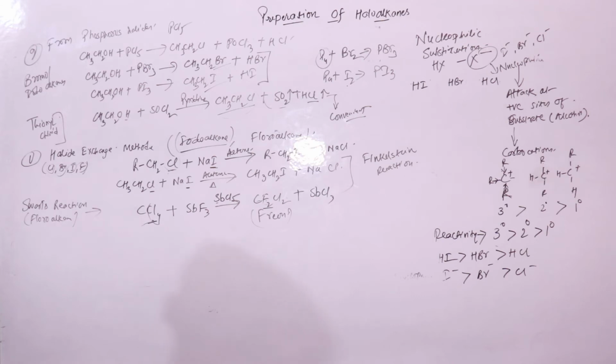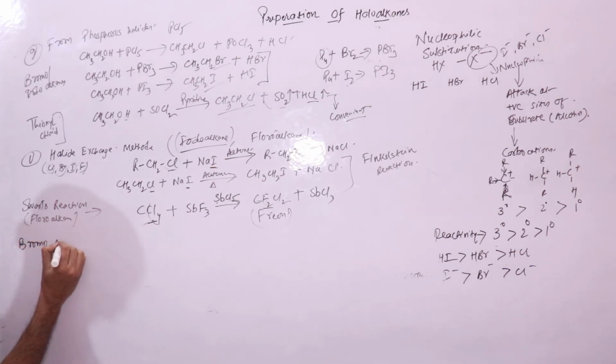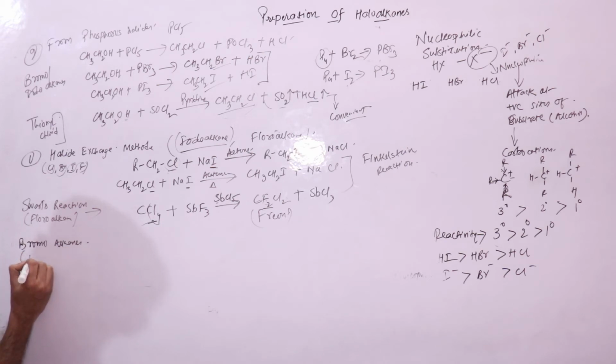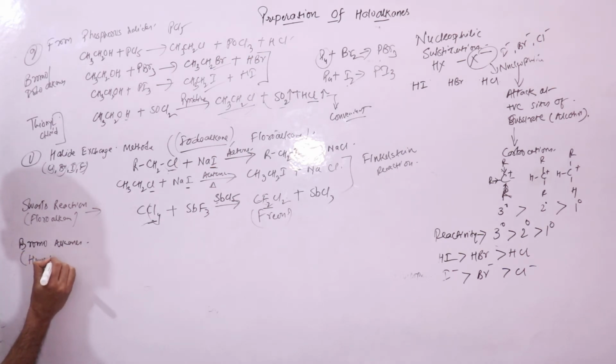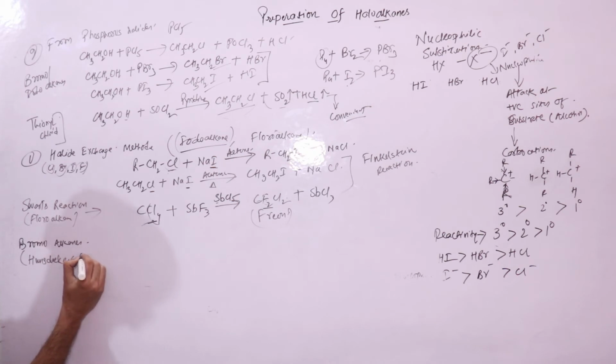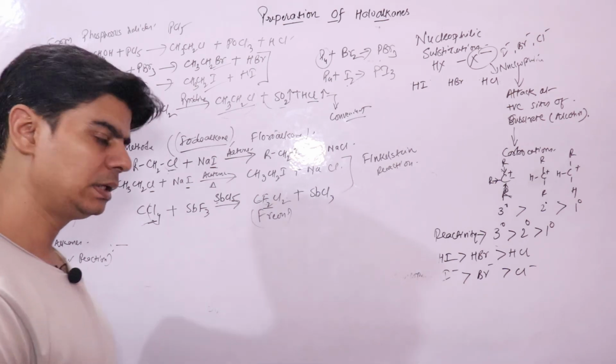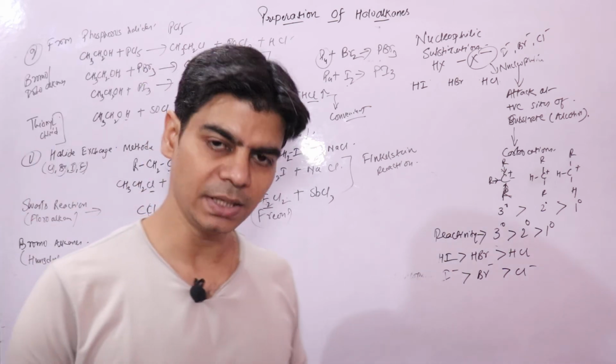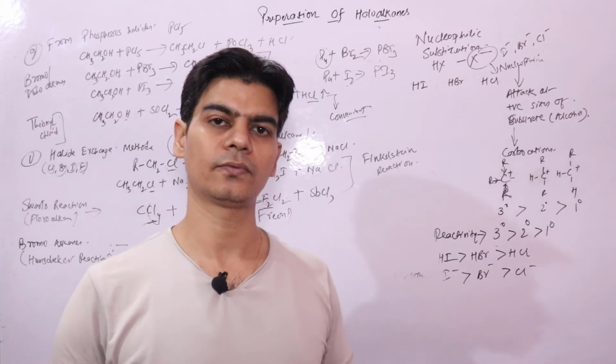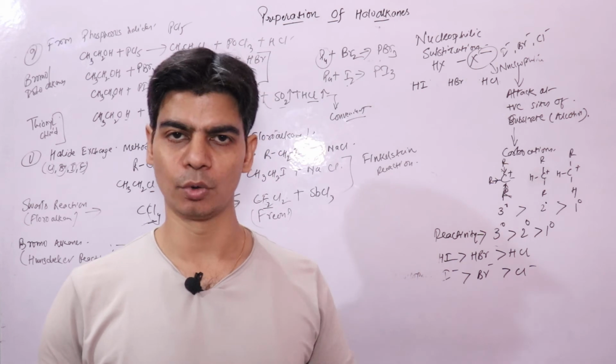Now we'll look into another reaction for the preparation of bromoalkanes. We call this reaction the Hunsdiecker reaction. Remember the names of these reactions. It's important to remember the names. The Hunsdiecker reaction is mainly used to prepare higher bromoalkanes.